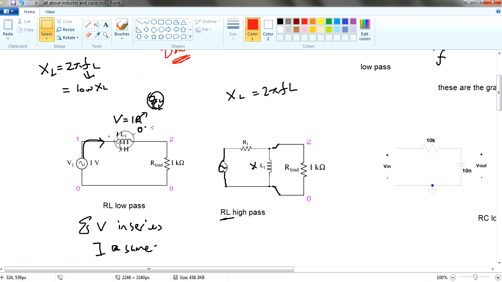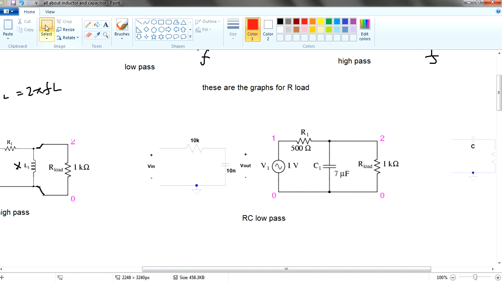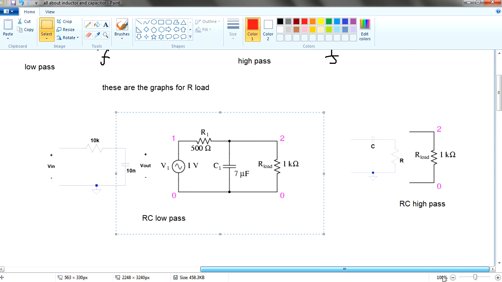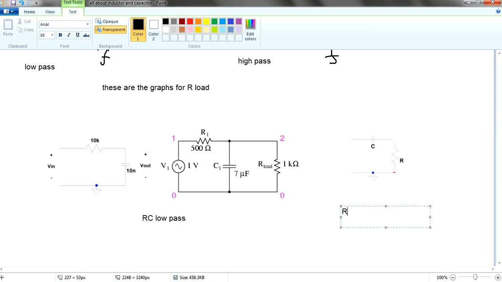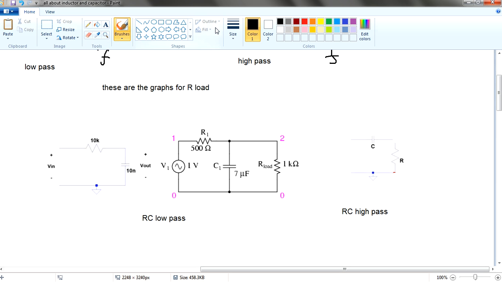So I believe you already understand the RL low pass concept. The same concept applies to your RC low pass and high pass. So in this case, this should be the RC high pass, and this over here is actually the R load. These are the two different things.